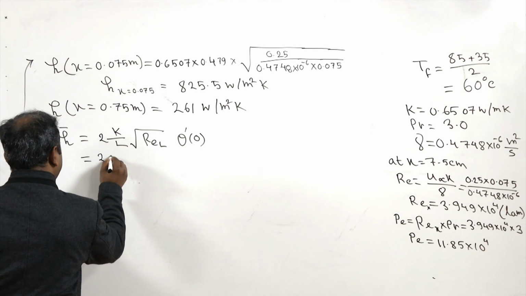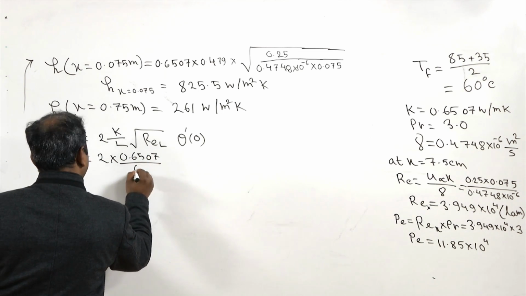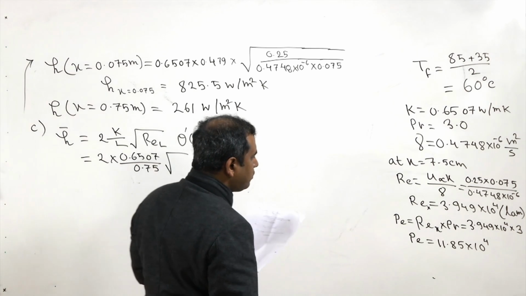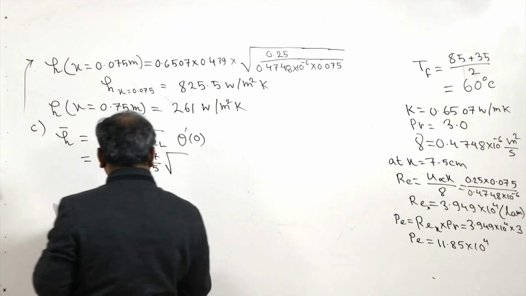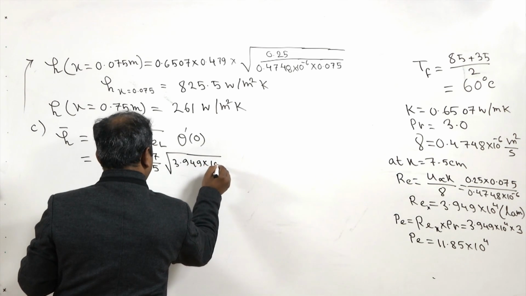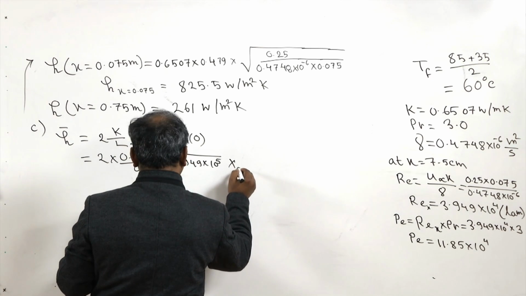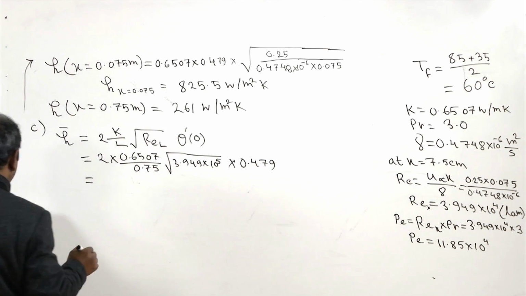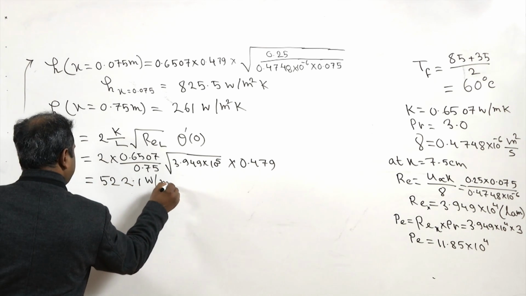So h bar is nothing but, let us put the values, 0.6507 is the k, L is nothing but 0.75 meter, Re_L we have found out over here, Re_L is actually 3.949 into 10 to the power 5. So we will be putting 3.949 into 10 to the power 5. And then we have theta dash 0, which is nothing but 0.479. So if you calculate this, h bar becomes 522.1 watt per meter square Kelvin.